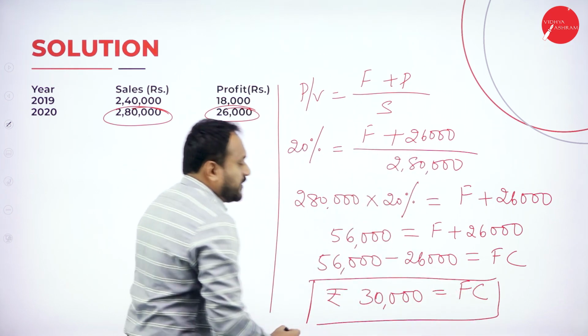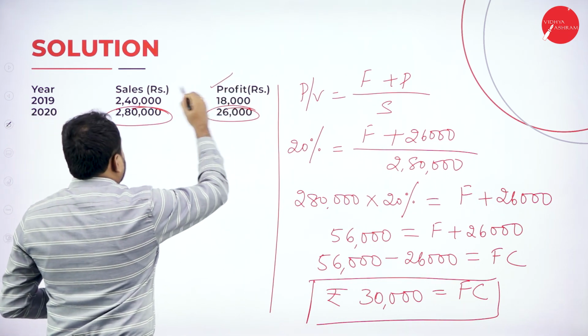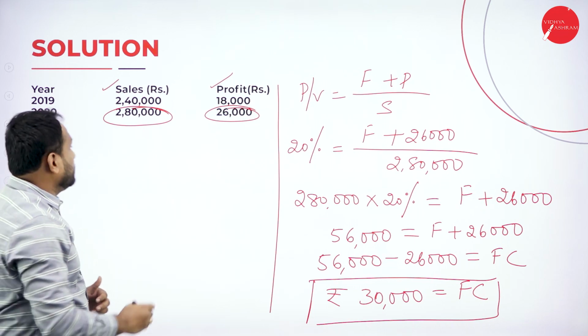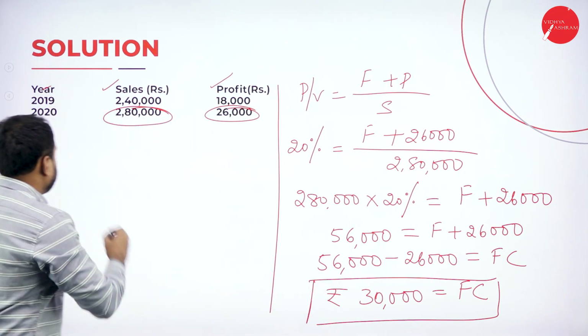So however you take it, what is the logic here? Whichever year's profit you take, you are supposed to take the same year's sales. That is the condition. Now let's calculate BEP.